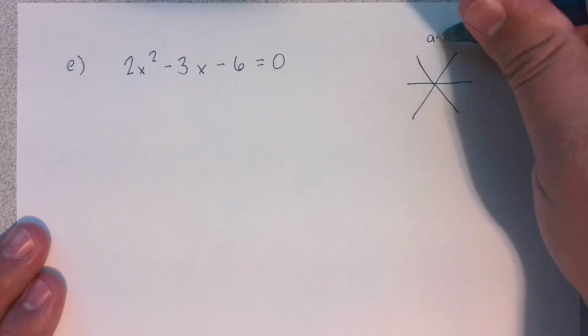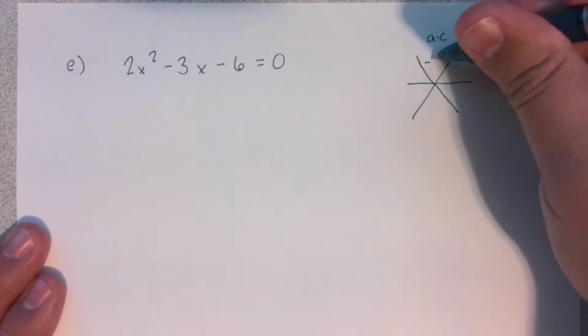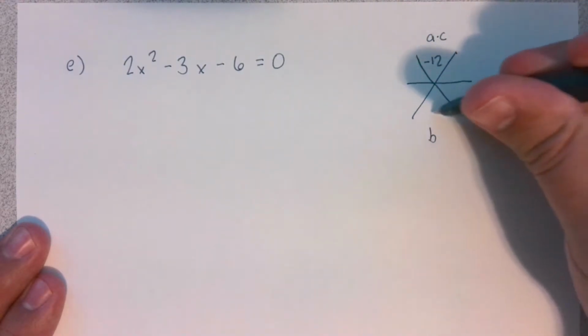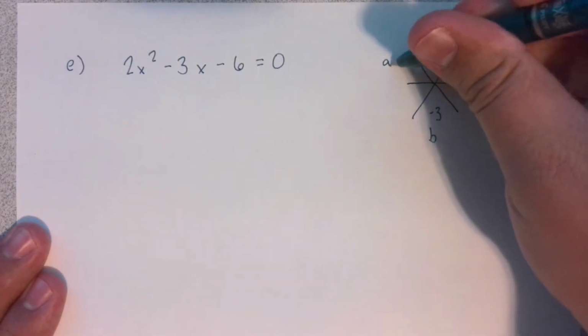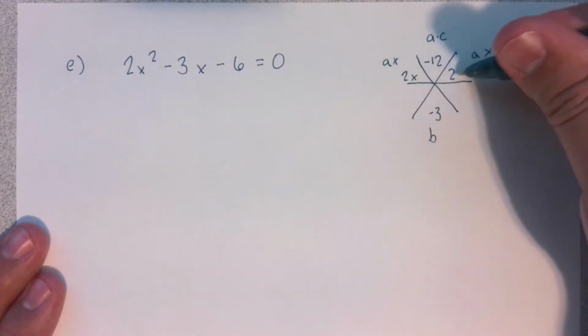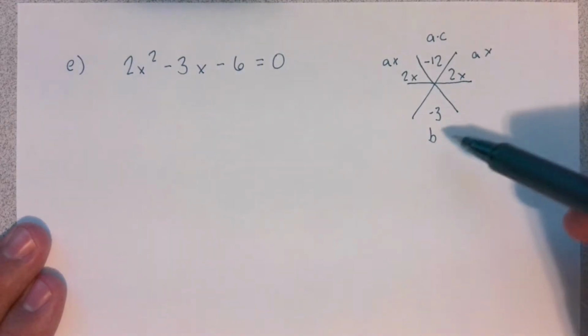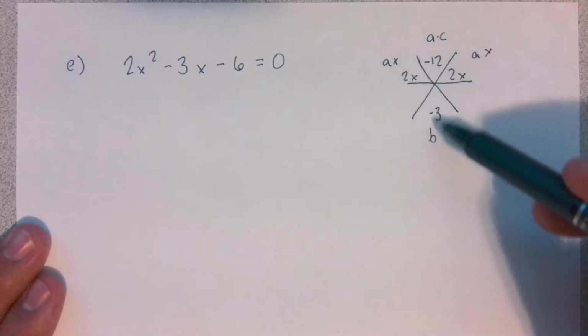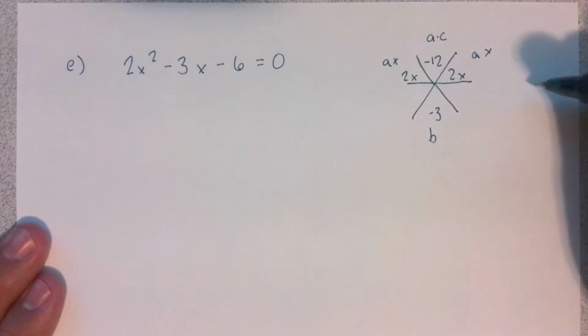So remember, a times c goes up here, so we get negative 12. B goes down here, negative 3. Ax and ax goes over here, so that would be 2x and 2x. And I would look for two numbers that multiply to negative 12 but add up to negative 3.